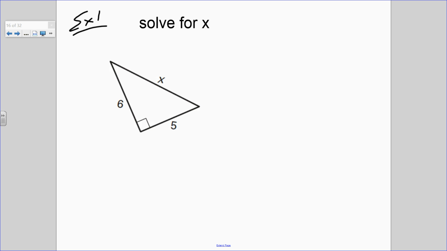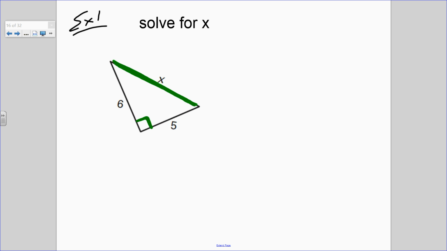Let's go ahead and solve for x here. Before I solve for x, let's identify what our legs and our hypotenuse are. What is the hypotenuse here? Is it going to be x, 6, or 5? X. Alan, give me an argument for why you say the hypotenuse is x. It's across from the right angle. Beautiful argument. The hypotenuse is always across from the right angle. So here's your right angle. It's always the side that's not touching. It's always opposite the right angle.